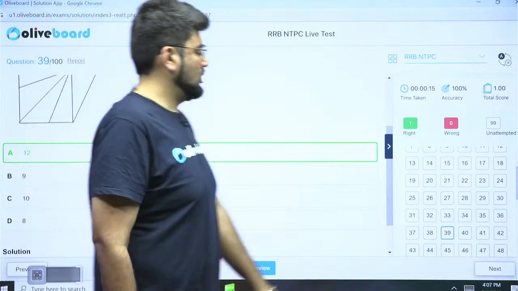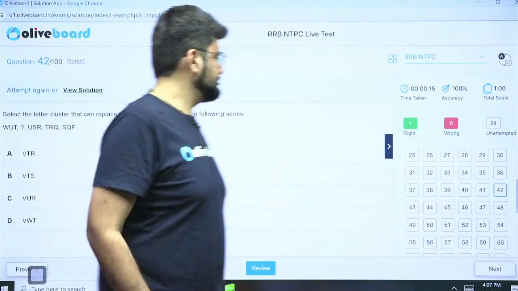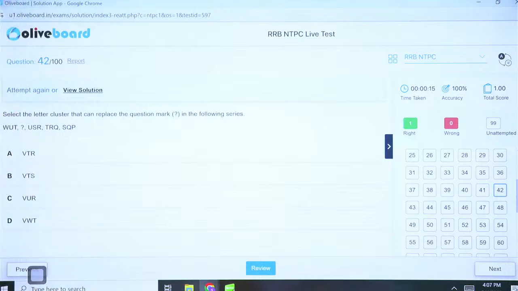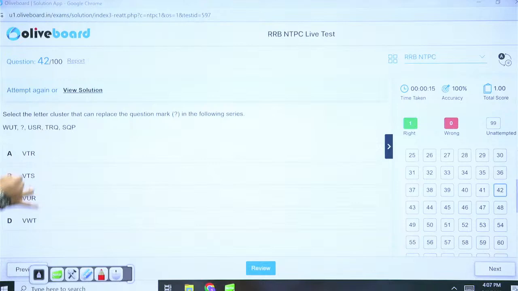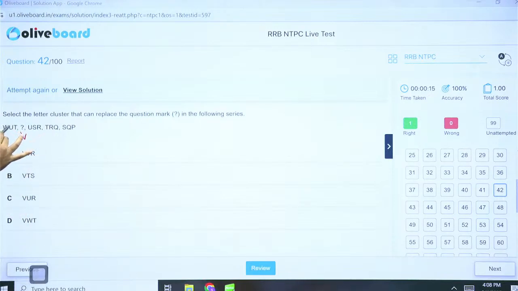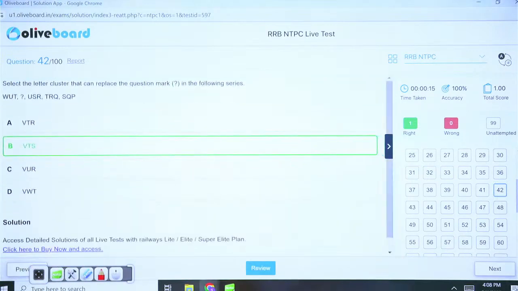Question number 42. Okay. The first letter is V for sure. So nothing we have to check. 23 what, then 21, 20, 19. So 23, 22. Second letter is 19 something, 21 something, 19, 18, 17. So it has to be T. This is gone, this is gone. The third one is T, what, R, P, Q, R, S, T. So VTS would have been the right answer. Option B is the correct one.